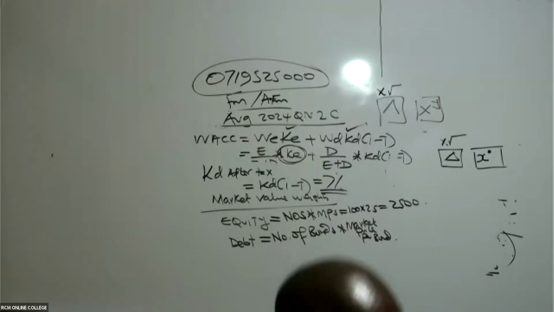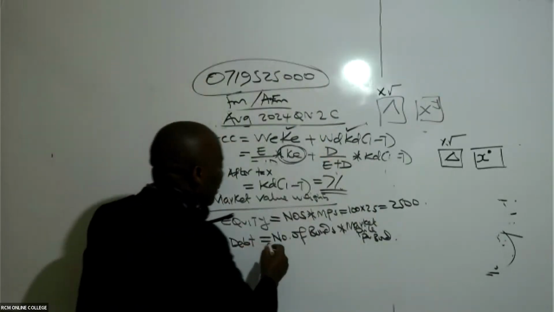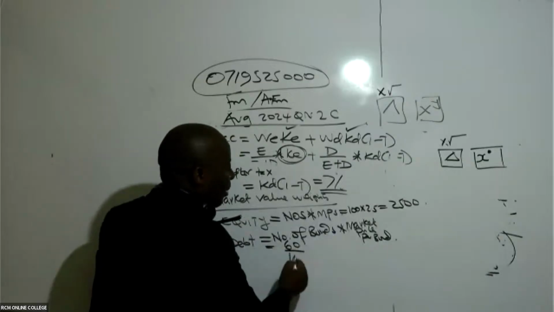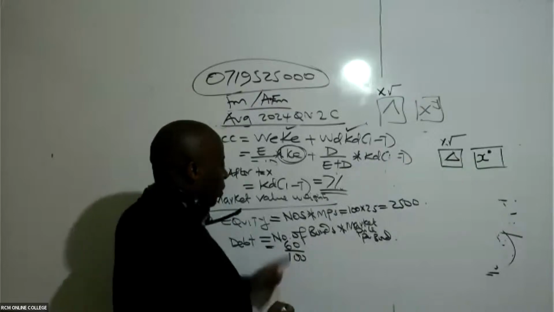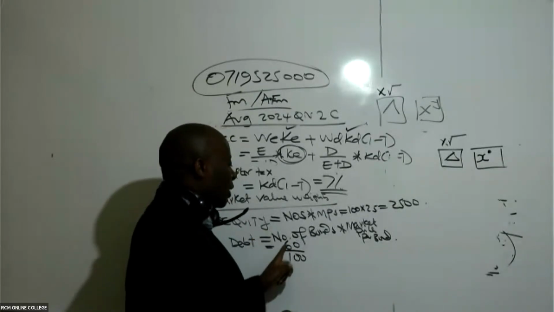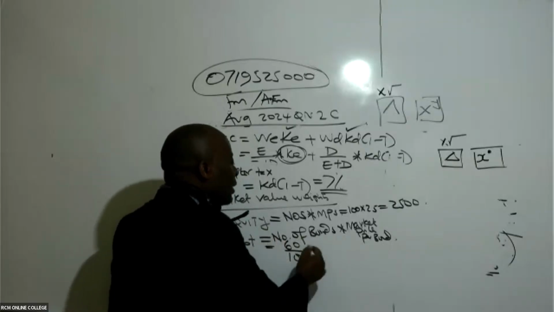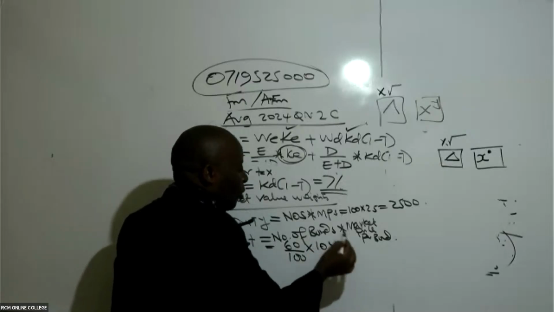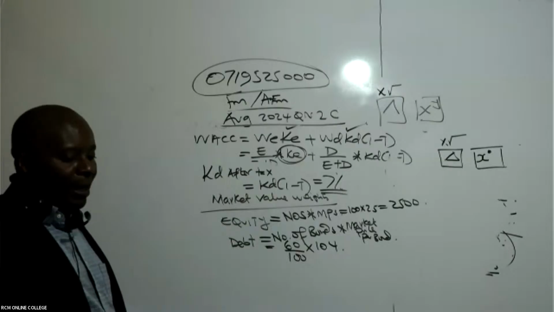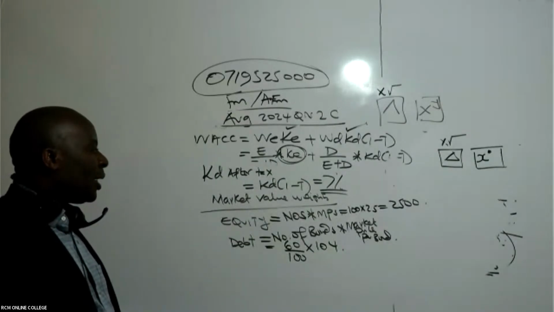What I will do, ladies and gentlemen, to get the number of bonds, I will take the bond value, 60, divided by the par value. You take the bond value, you divide by the par value, times the market value, which is 104. Market value is 104. So is there somebody who can give me this debt amount?